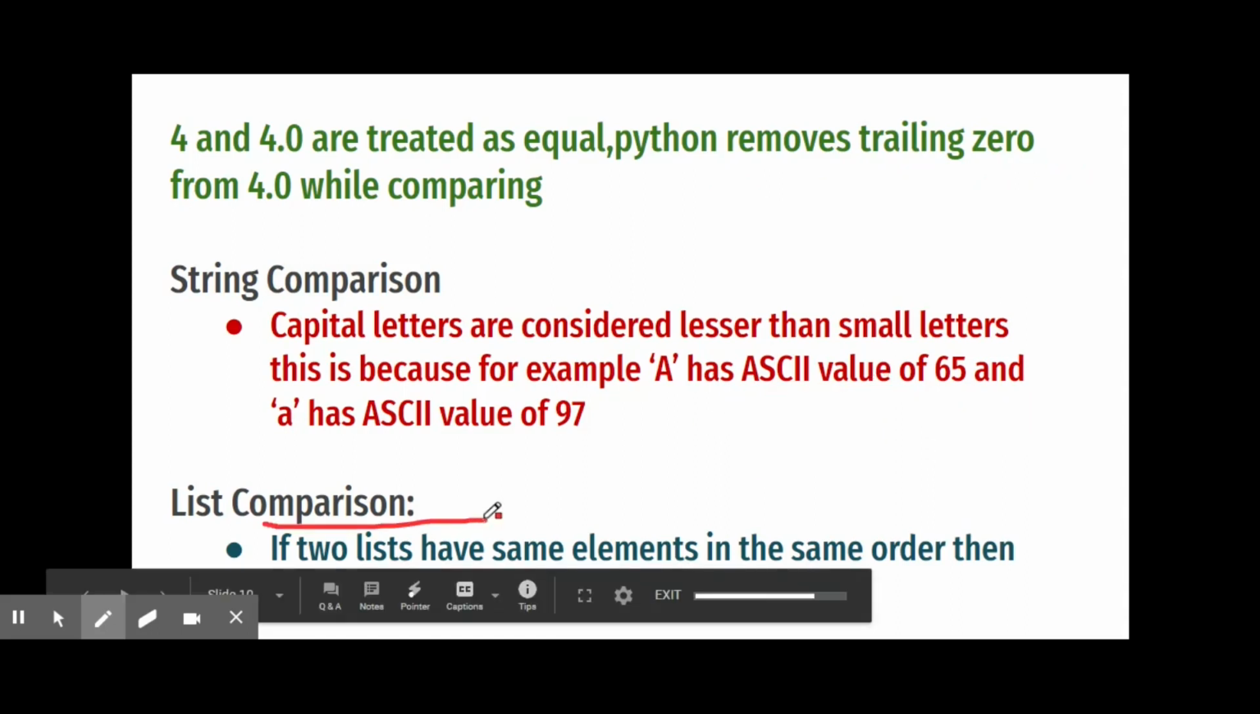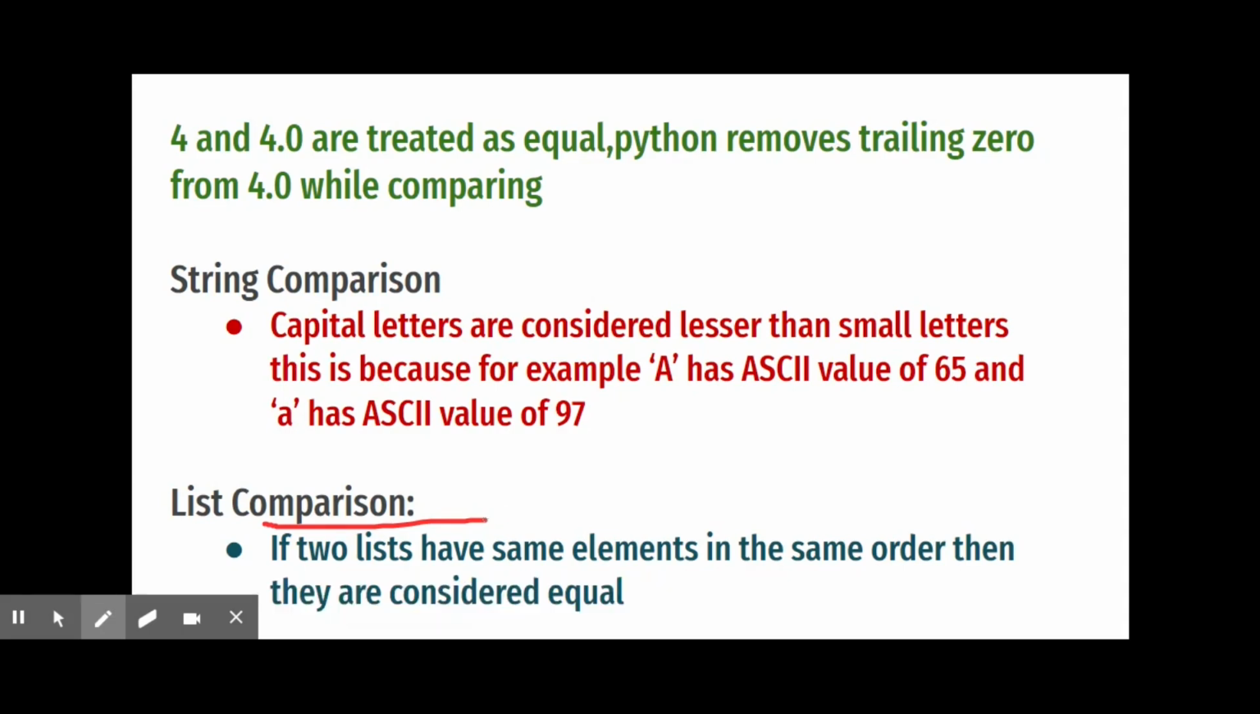Suppose I want to do list comparison, wherein I want to find out if two lists are equal. They'll be considered equal if they have the same elements in the same order. So if I have a list, say 1 2 3 and 3 2 1, these two have the same elements but the elements are not in the same order. So these two lists will not be considered equal.